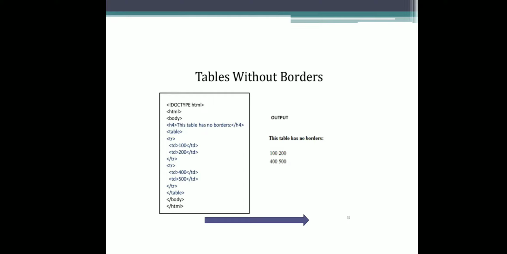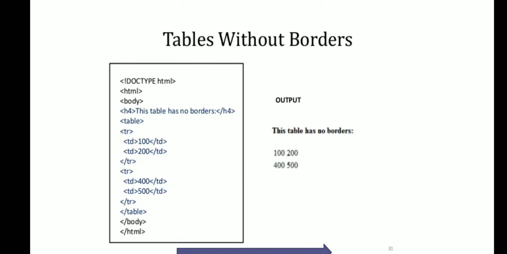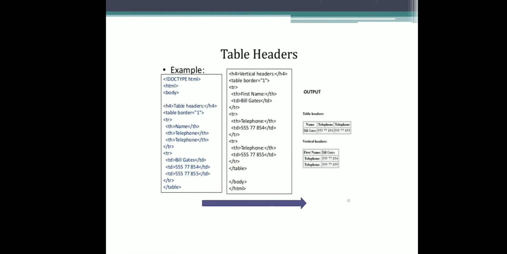Next, tables without borders. Suppose we don't want a border on a particular table, then we can create the table without a border also. This is a simple example for creating a table without borders, and this is how the output will be displayed. Next, table headers. In the previous example we saw two headers, but in this example we can see three headers. However many headers you want, you can create using the header tag.